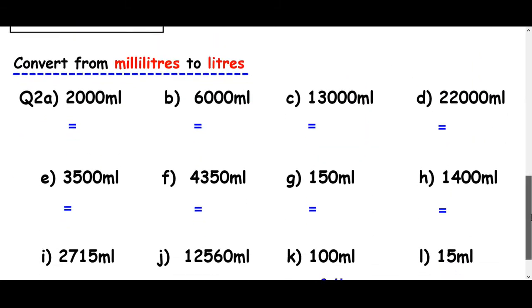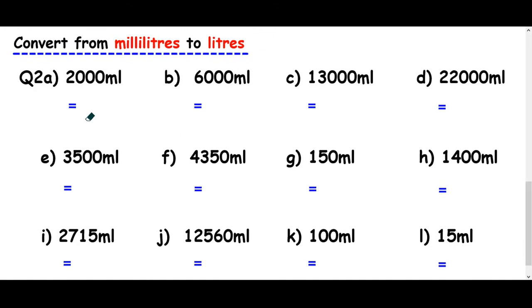Okay, if we're converting back, now we're going from 2,000 millilitres, divide by 1,000 to get it back into litres, so that's just 2. Divide by 1,000, that will be 6. Divide by 1,000, that will be 13. And divide by 1,000 here, you'll get 22 litres.